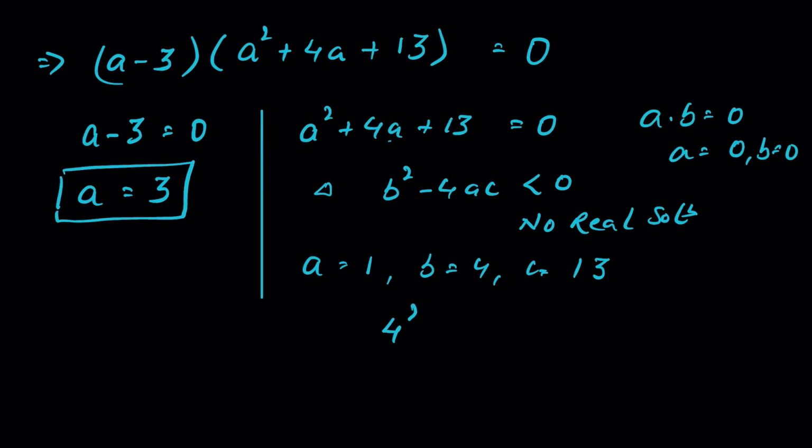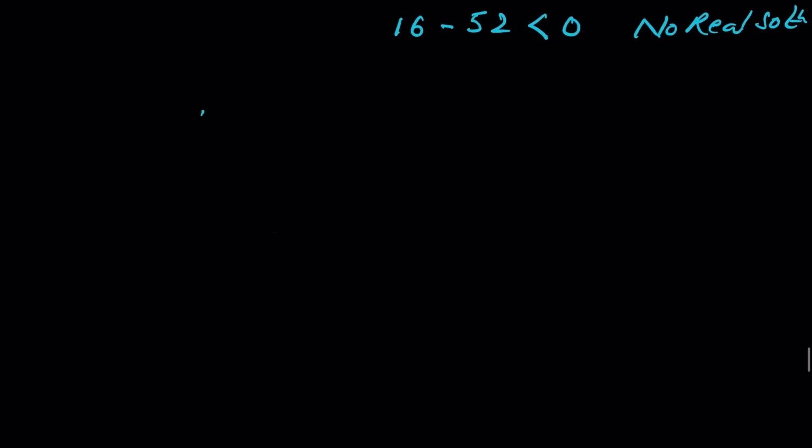B square is 4 square minus 4 times 1 times 13. 4 square is 16. 13 times 4 is 52. So this is less than 0. That means no real solution. Now we have a equals 3, and we consider 7 to the power x equals a. So that is 7 to the power x equals 3.